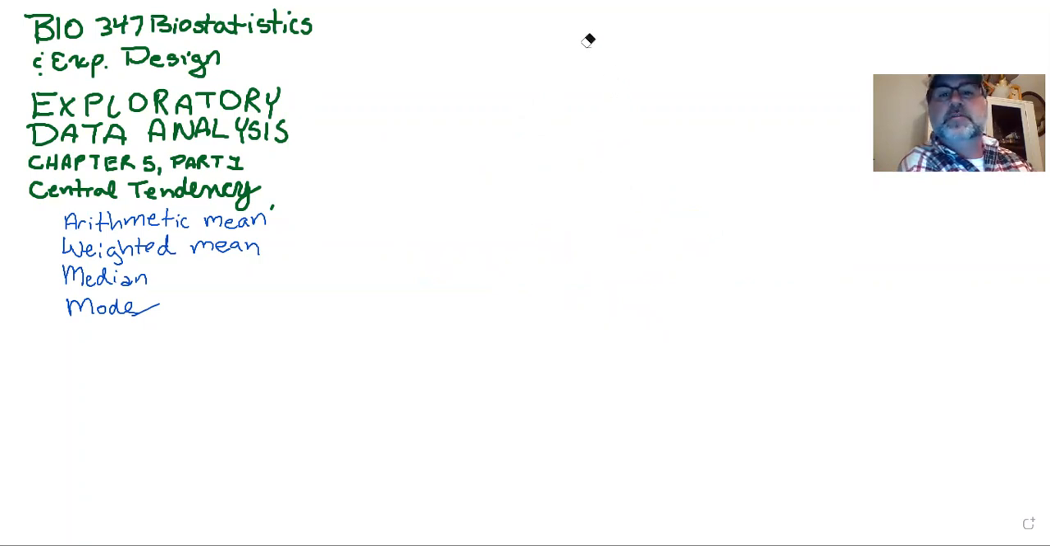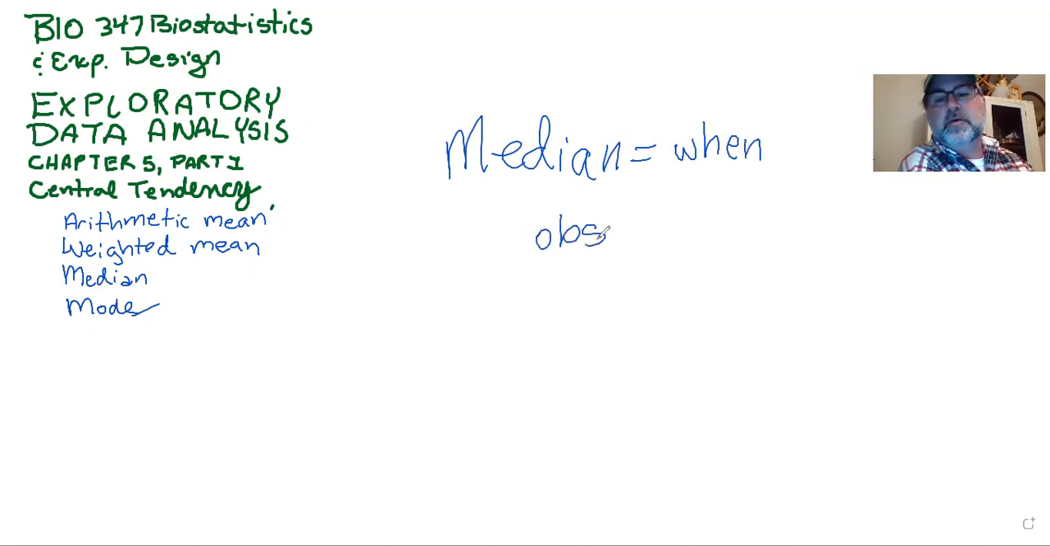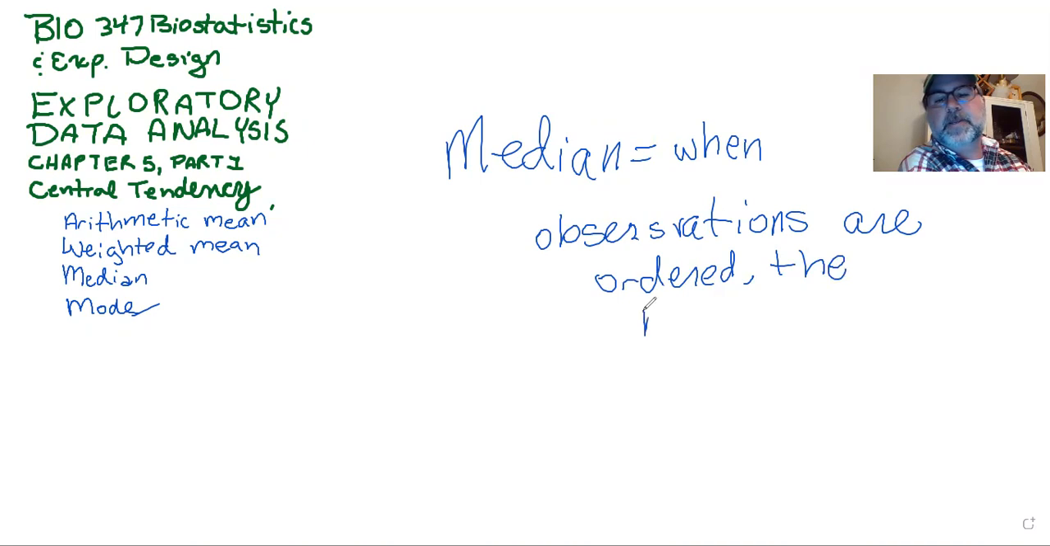All right, the median. Let me give you a definition. When observations are ordered, the median is the middle number.